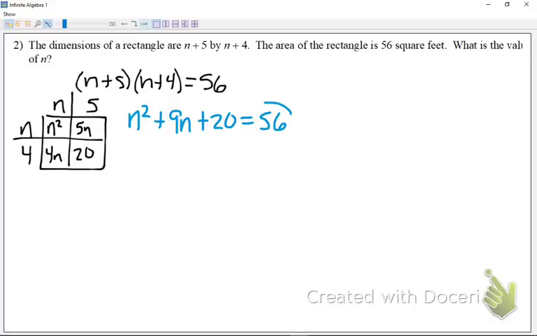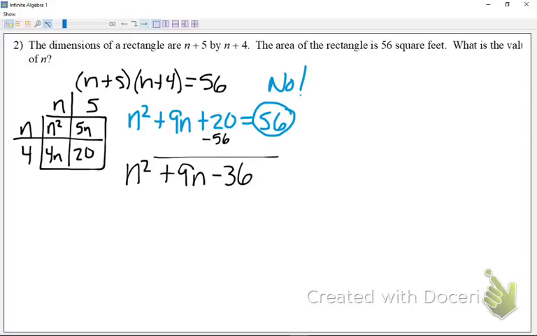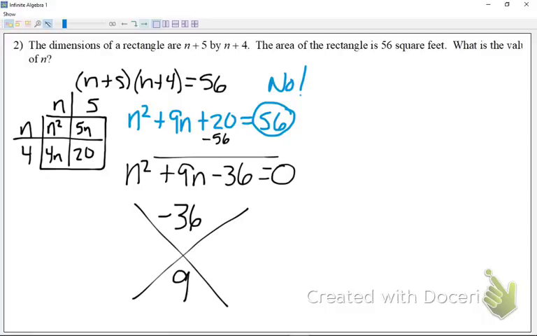But again, we cannot have this 56 over here. We need to move it to the other side. So I'm going to subtract it from that 20. And when I do that, I get n squared plus 9n minus 36 equals 0. Factor it. What multiplies to negative 36 and adds to 9? That's going to be positive 12 and negative 3.